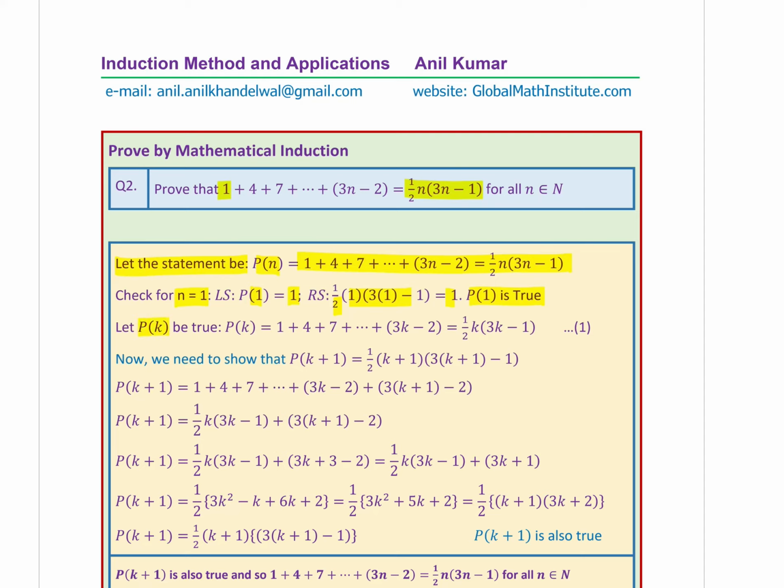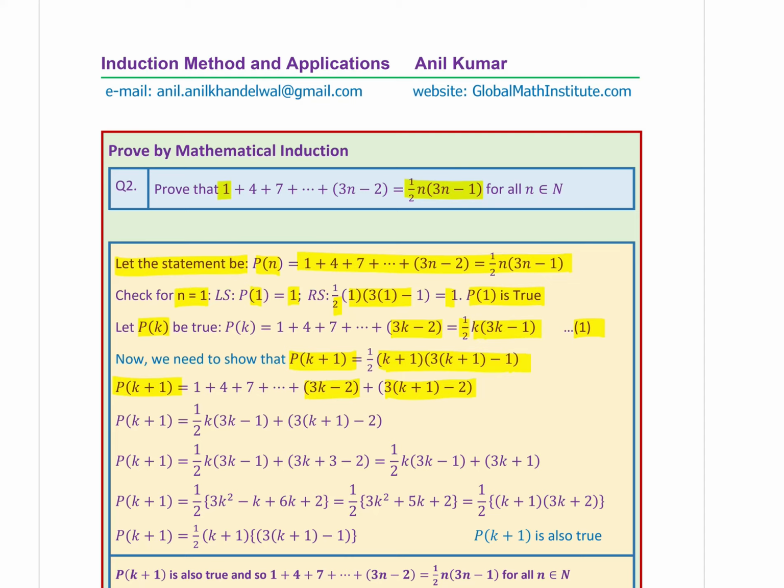Now we are going to assume that P of k is true. Substituting k here, we get P of k as 1 plus 4 plus 7 plus so on till 3k minus 2. And that should be equal to half of k times 3k minus 1. And that becomes our equation, which we are going to use later to prove that P of k plus 1 is also true. Perfect. But what is P of k plus 1? In the result, we will replace n with k plus 1, and that's what we need to prove. So this is what we need to show. Okay, so let's begin with P of k plus 1, replacing the last term with 3 times k plus 1 minus 2.